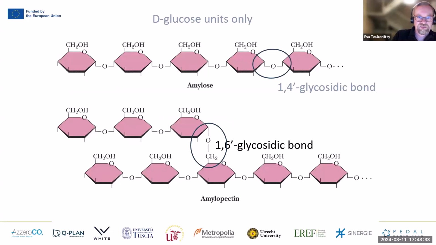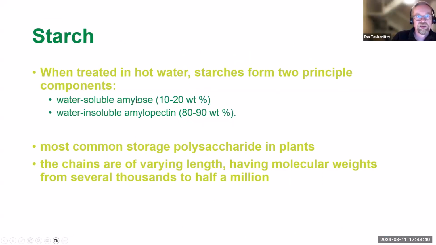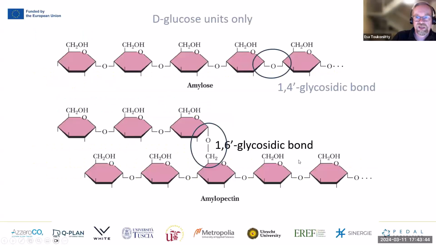Here's a representation of these different forms. Amylose was the minor water soluble component, and here is amylopectin, which is not water soluble. This three-dimensional structure is more branched here. It's slightly different than the amylose structure, which is quite linear.